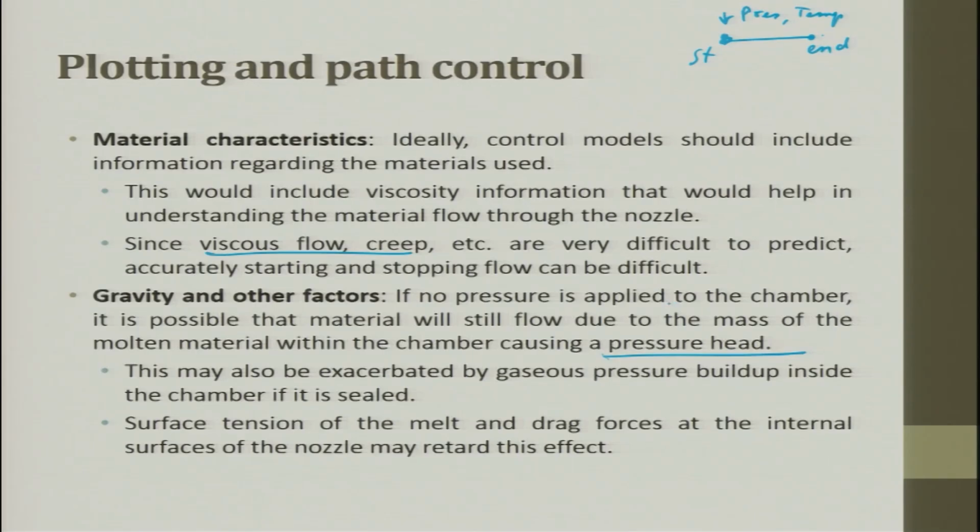So, if no pressure is applied to the chamber, it is possible that the material will still flow due to the mass of the molten material within the chamber. This may also be exacerbated by gaseous pressure built up inside the chamber if it is sealed. The surface tension of the melt and the drag force of the internal surface of the nozzle may retract this effect. So, we use these things as an advantage for stopping the gravity flow.